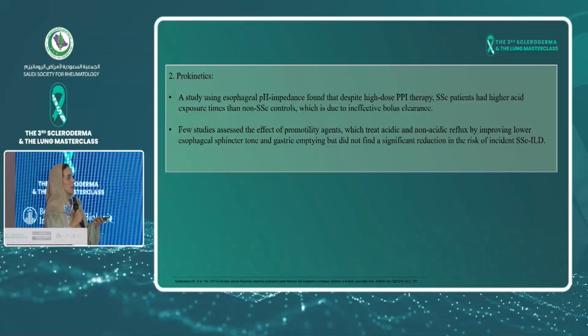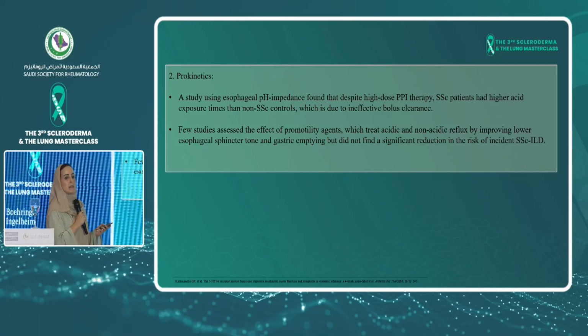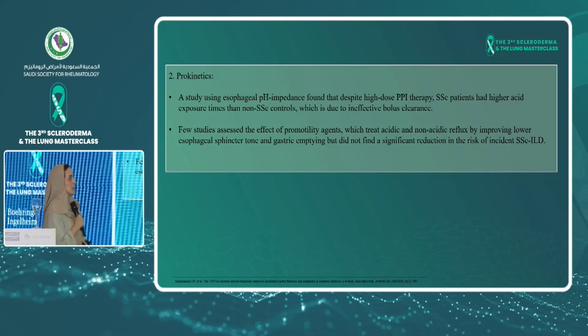All right, prokinetics. A study using esophageal pH impedance found that despite high-dose PPI therapy, systemic sclerosis patients had higher acid exposure time than non-systemic sclerosis controls. But why? They are taking PPI because the problem is not only in the stomach. They have retained bolus. Whatever they're eating or drinking is not going into the stomach. It stays in the esophagus.